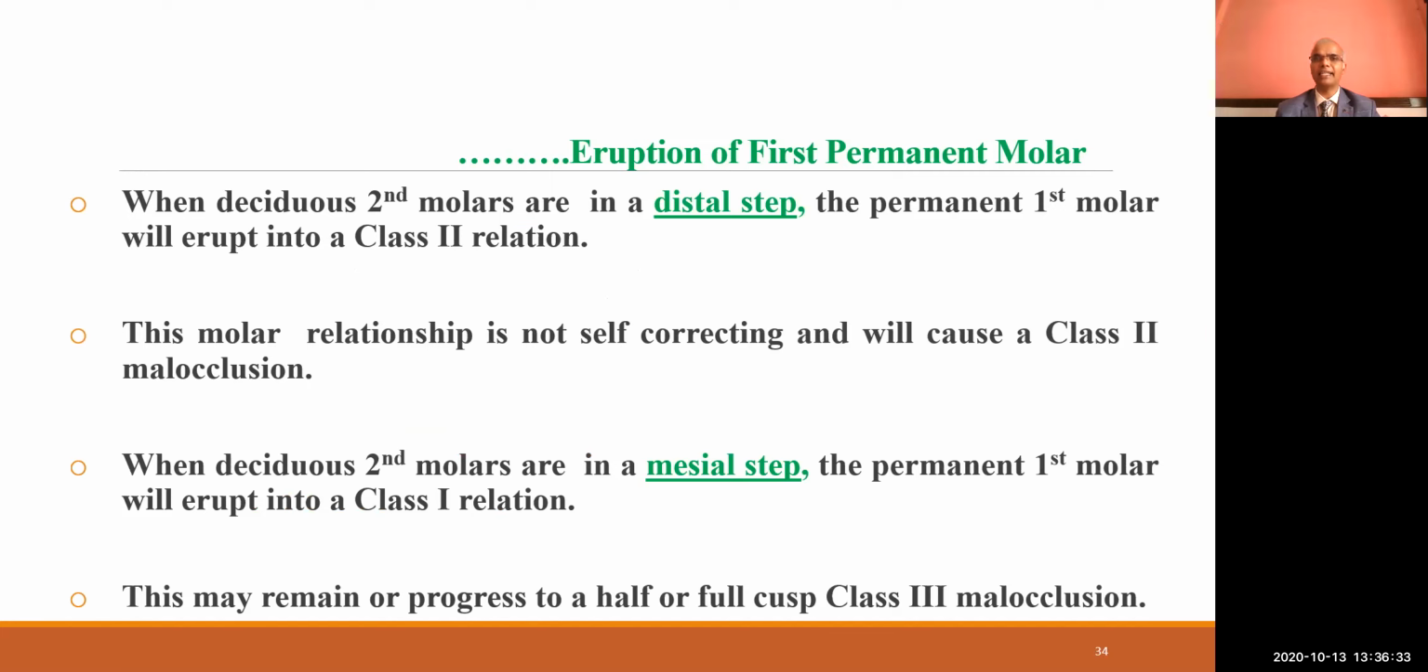When deciduous second molars are in distal step, the permanent first molar will erupt into a class 2 relationship. This molar relationship is not self-correcting and will cause development of class 2 malocclusion. And when deciduous second molars are in a mesial step, the permanent first molar will erupt into the class 1 relationship. This may remain or progress to half or full class 3 malocclusion, depending upon all three factors which we have discussed. Previously, we have discussed these three factors.